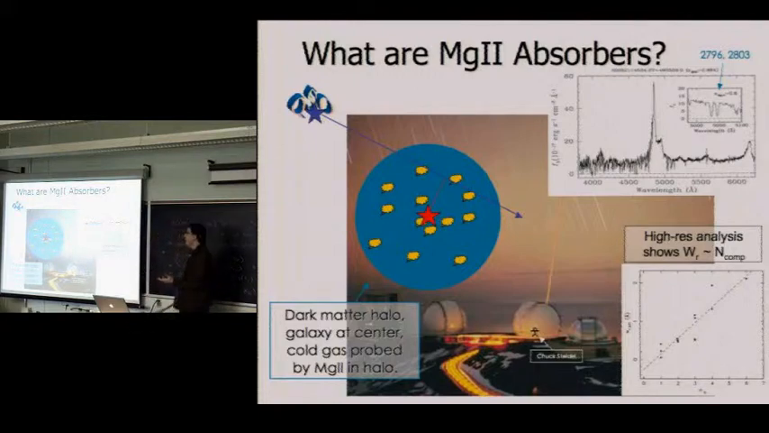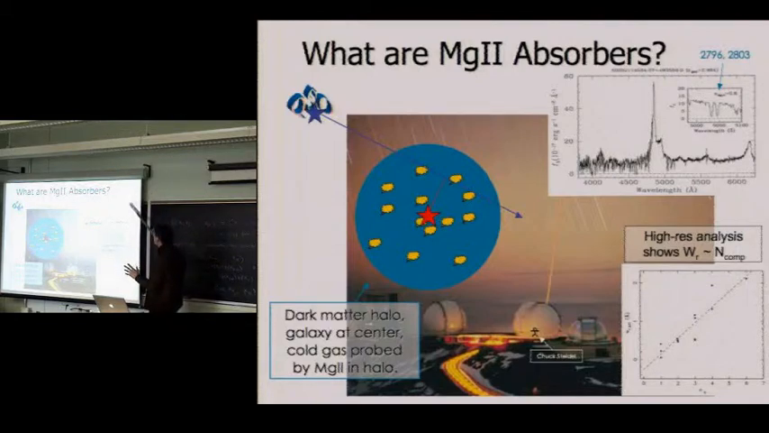Now, it turns out that you don't actually have to have the Keck telescope in order to find these things. You can find them just fine in something like the Sloan spectra. So here's an example of that. Here is a quasar at redshift 3, and you can see a blow up here of this magnesium 2 doublet, which is rest frame about 3,000 angstroms.